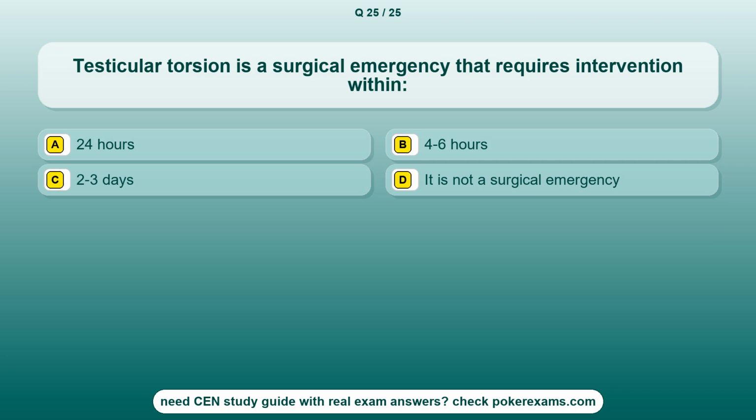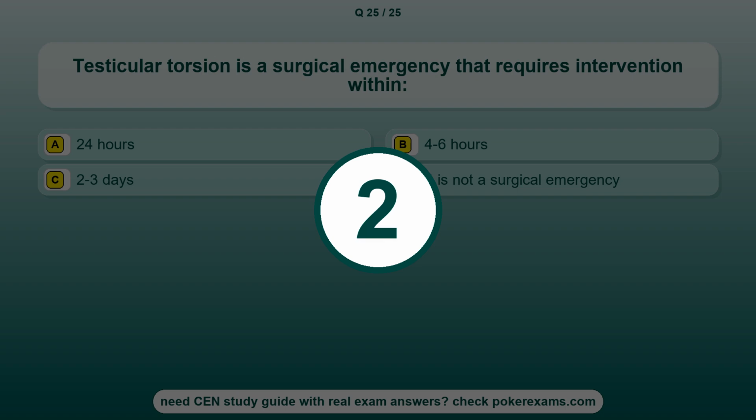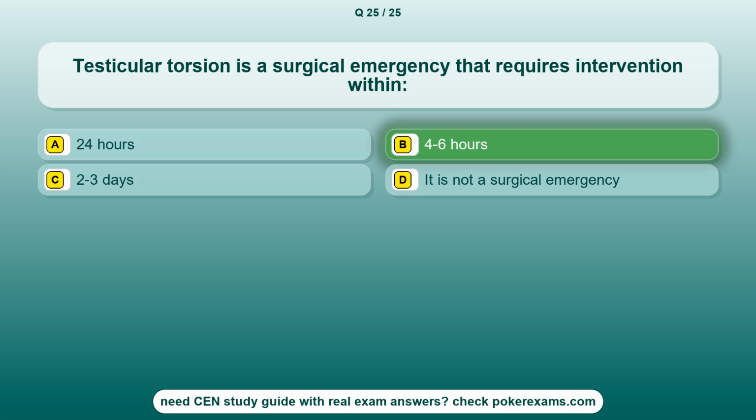Question 25. Testicular torsion is a surgical emergency that requires intervention within option A, 24 hours, option B, 4-6 hours, option C, 2-3 days, option D, it is not a surgical emergency. The correct answer is option B, 4-6 hours.